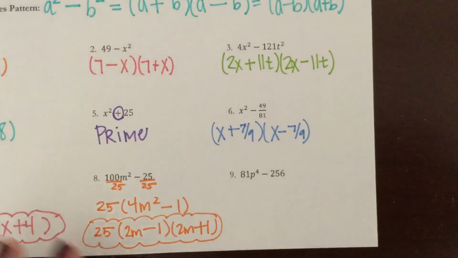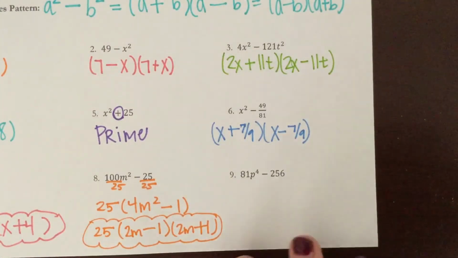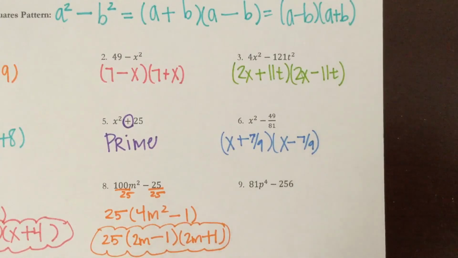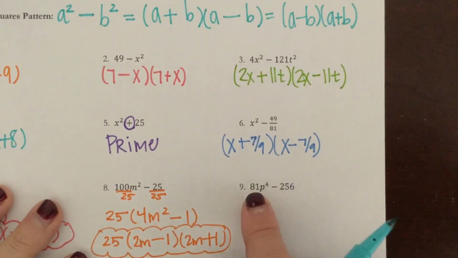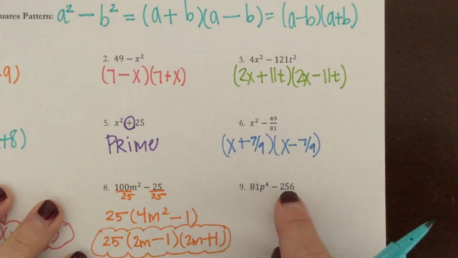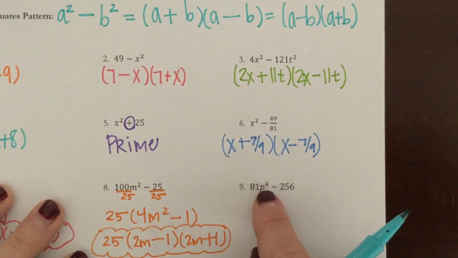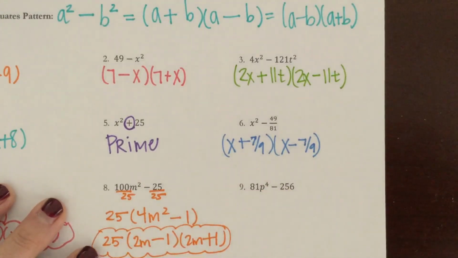All right, finally on the last one, I want to check for a greatest common factor. There is nothing in common between 81 and 256. And I see both terms do not have a p, so they can't share a p in common. Thinking about, could this be a difference of squares? Well, I definitely have the difference here. Two terms, 81 and 256 are both on the list above, and p is raised to an even power, so we have a perfect square.